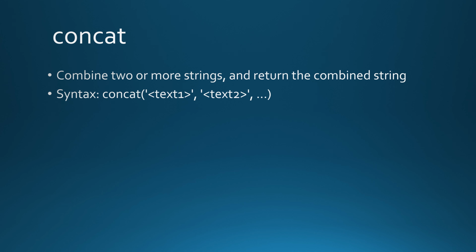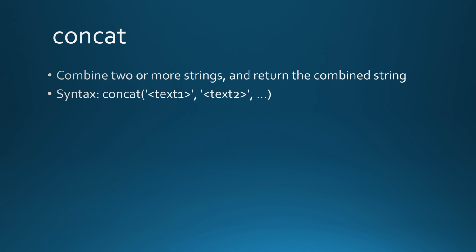In this example, we have three different input strings that we're going to give to our concat function. First, we have input string 1, which is going to be file. Then we have input string 2, which is going to be _1. And then we have input string 3 that is going to be .txt.